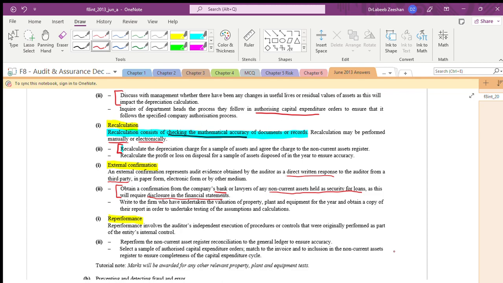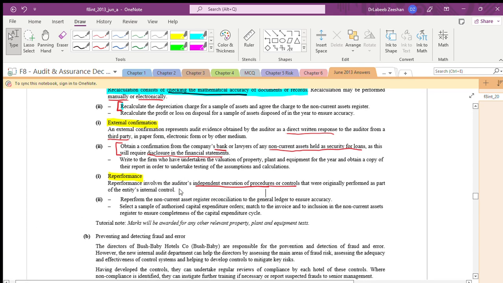Now, re-performance. First we should know what re-performance is. Re-performance involves independent execution of procedures. Somebody has done it, and the auditor will do it on their own. In that case, you are re-performing the non-current asset work, doing the reconciliation again.